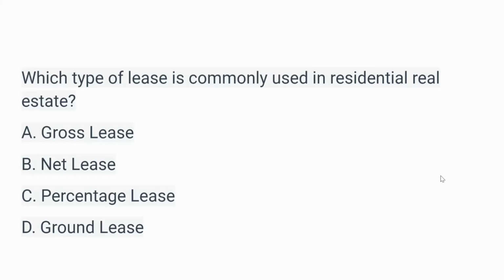Which type of lease is commonly used in residential real estate? A, gross lease. B, net lease. C, percentage lease. D, ground lease.